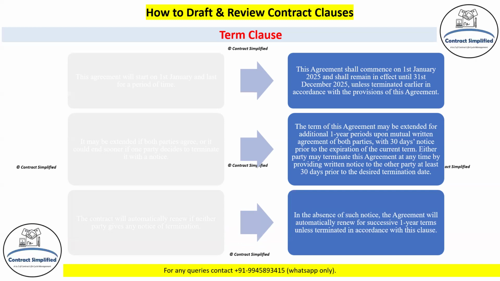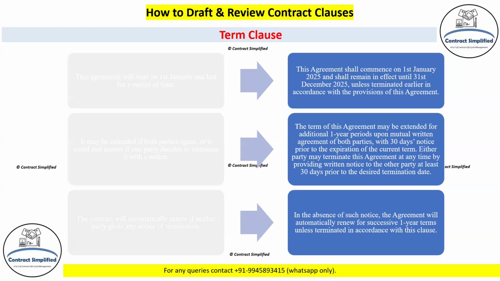And the clause "the contract will automatically renew if neither party gives any notice of termination" doesn't specify the notice period for renewal or termination. This can cause confusion. Now, let's make it clear. In the absence of such notice, the agreement will automatically renew for successive 1 year terms unless terminated in accordance with this clause. Now we have clarified the renewal terms. It automatically renews for 1 year terms unless one party gives notice to terminate.